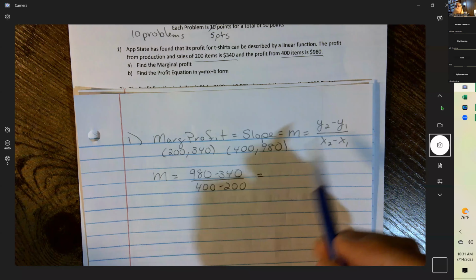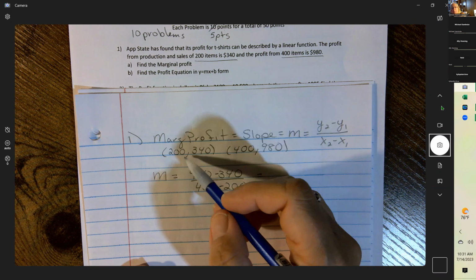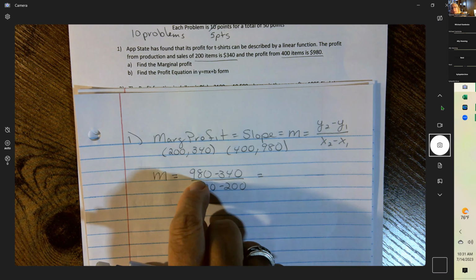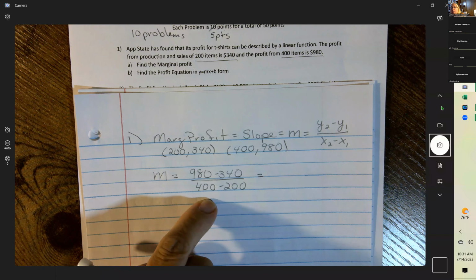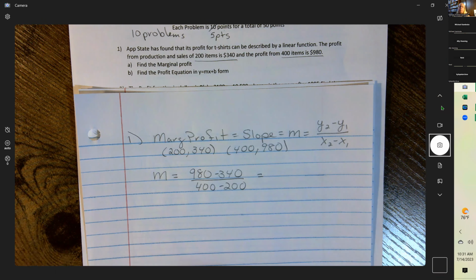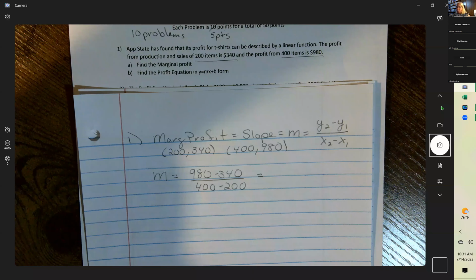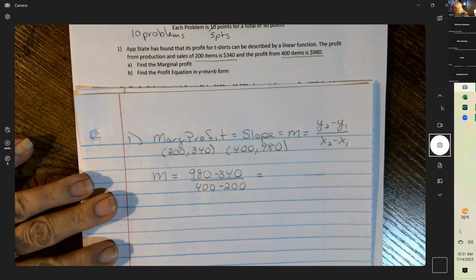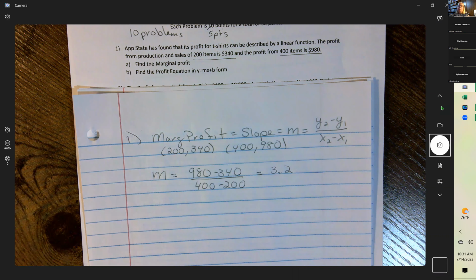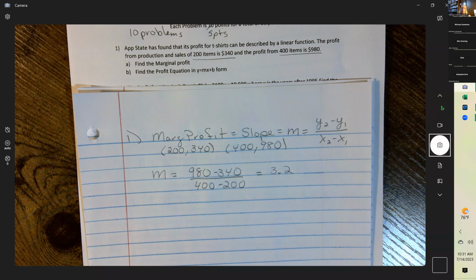So we changed from Y. The biggest thing you want, it doesn't matter which one's the X ones and Y ones. It's just whichever point you start with, like I started with 980 for Y, I got to start with the same point for X. So marginal profit is 3.2.